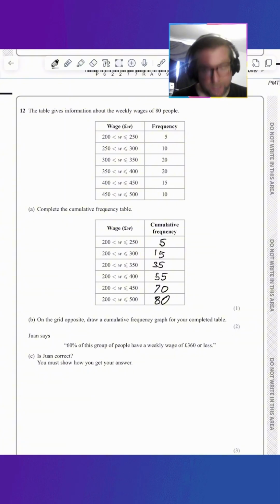We can easily check if we've done it correctly because our total at the end should be the total number of people. In this question, we were told the total number of people is 80. Alternatively, we could add up the frequency column. So that's possibly the easiest part of this. But the rest of the question hinges on this one table.